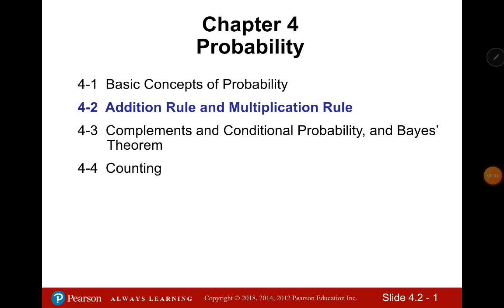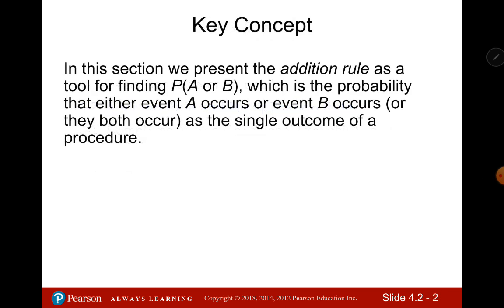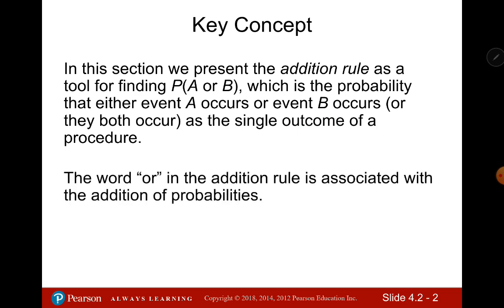In the second section of chapter 4, we will talk about the addition rule and the multiplication rule of probability. So first, we will talk about how to use the addition rule. Then we will talk about the multiplication rule.